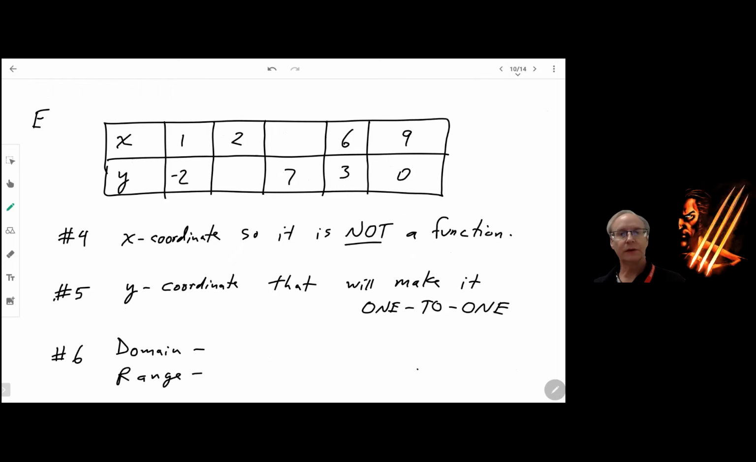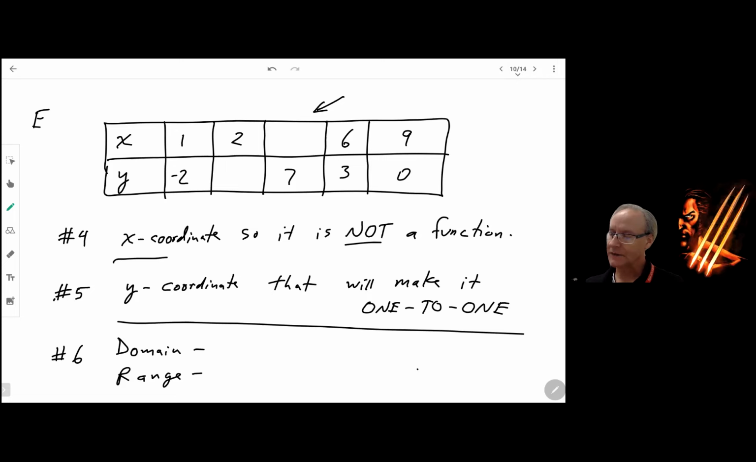Now, the last question is really easy because I already answered it like 4 times for you. What you want to do is come up with the x coordinate that goes right there in the blank space so that this table of values is not a function. And that's all you have to do. Now, you also want to get a y coordinate that will make it 1 to 1. So I want you to think about the x coordinate that will make it not a function. And it could have been a 1, a 2, a 6, or a 9, couldn't it?